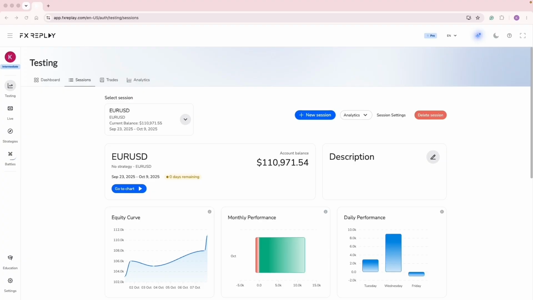Pick the style that fits your schedule, personality, and goals. Whether you're swing trading, day trading, or a scalper, consistency and risk are what matter most.